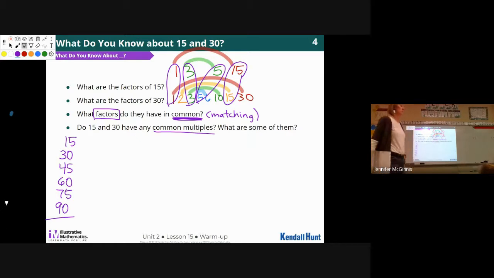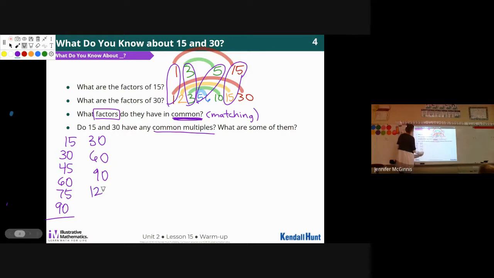How are we going to list multiples of 30? What are we going to do to list multiples of 30? What are we going to start with? And what are we going to count by? So I'm going to start with 30. What's 30 plus 30? Everyone? 60. What's next? 90. And then? 120. Let's just cap it right there. Do you see any common multiples? Common multiples.